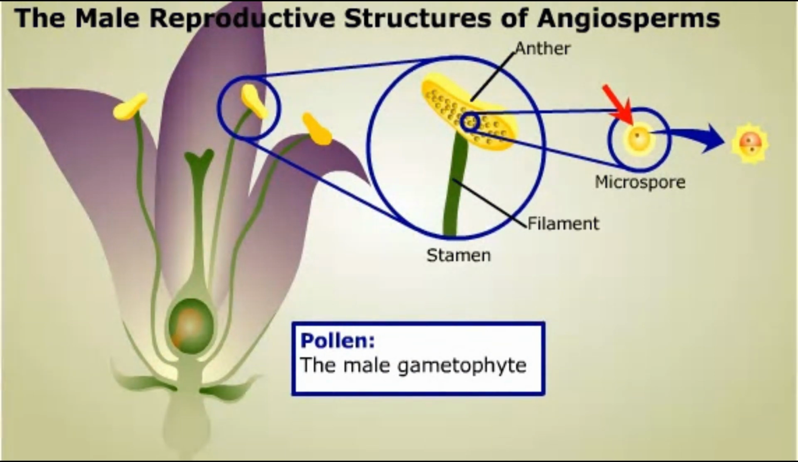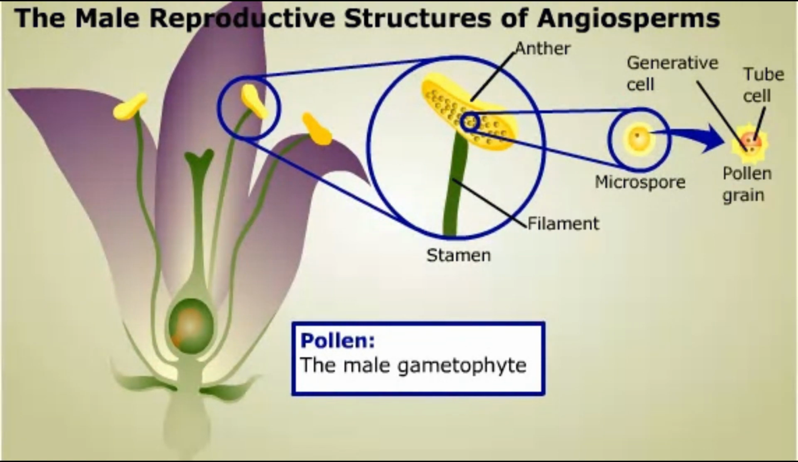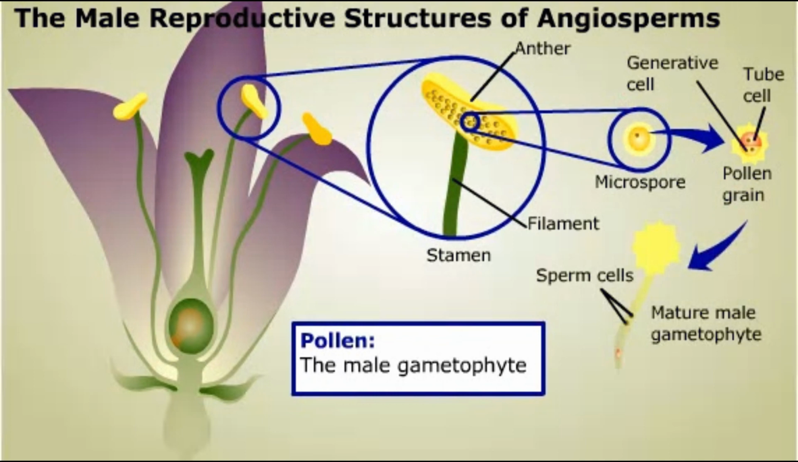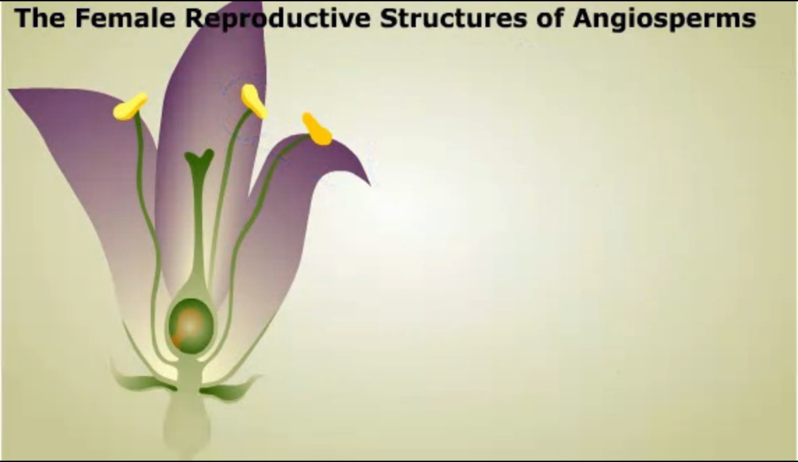Each microspore divides by mitosis to form two cell types, a generative cell and a tube cell. A wall forms around these two cells, completing the pollen grain. Sperm cells form from the generative cell. The female reproductive organ is the carpel.